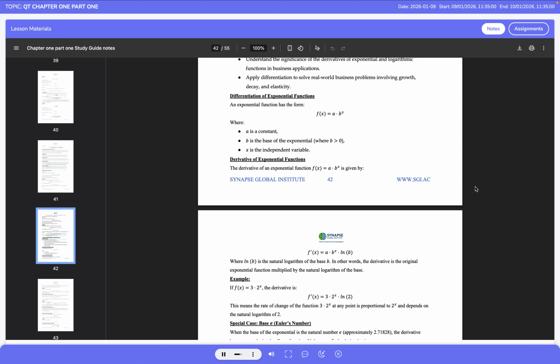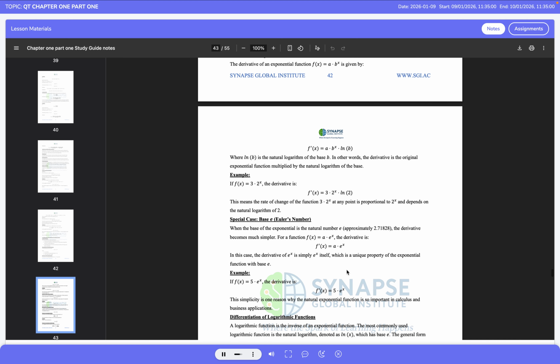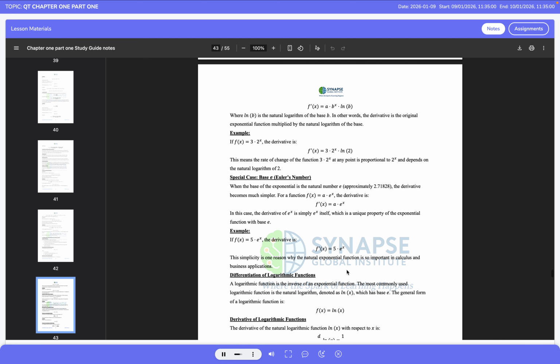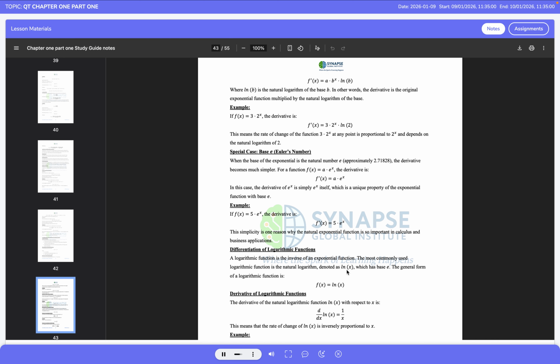When we differentiate an exponential function of this form, the derivative is obtained by multiplying the original exponential function by the natural logarithm of the base. In words, the derivative of a multiplied by b raised to the power x is a multiplied by b raised to the power x, multiplied by the natural logarithm of b. This tells us that the rate of change of an exponential function is proportional to its current value and depends on the base of the exponential.